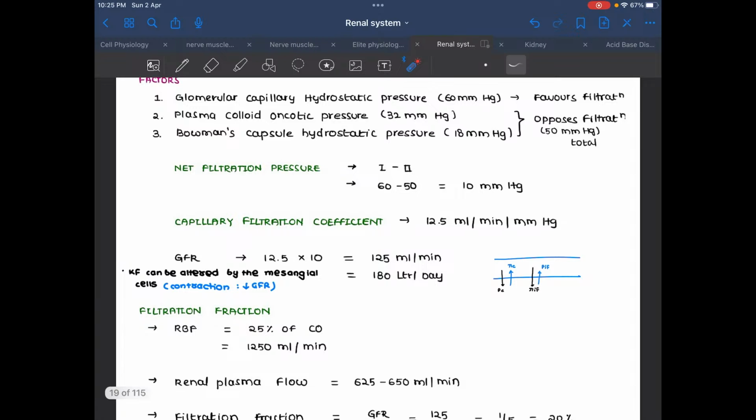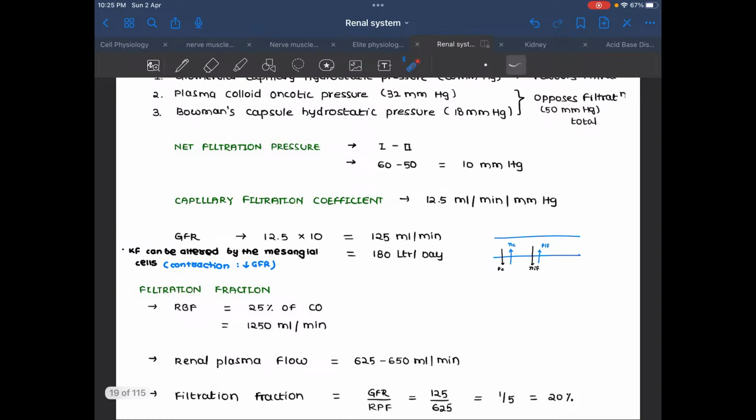So how do we calculate the GFR then? We take the net filtration pressure and multiply it by the capillary filtration coefficient, the KF. So we multiply the KF, 12.5 ml per minute per millimeter of mercury, by 10. And you guessed it right, it is 125 ml per minute. So GFR is 125 ml per minute, which amounts to about 180 liters of glomerular filtration every day, which is much more than the plasma volume of only nearly 3 to 4 liters.